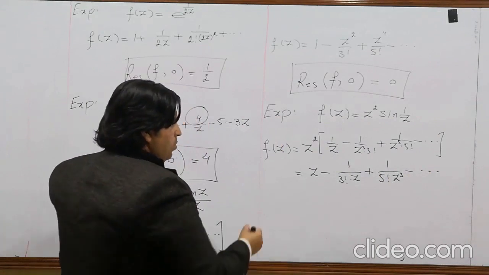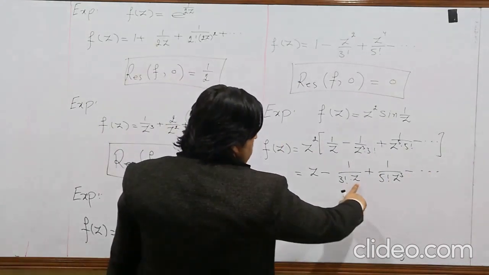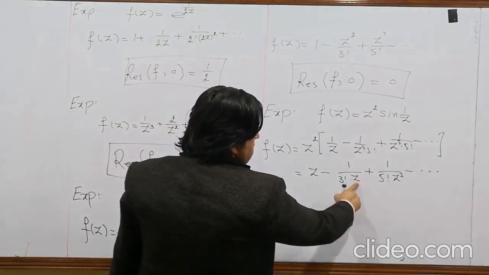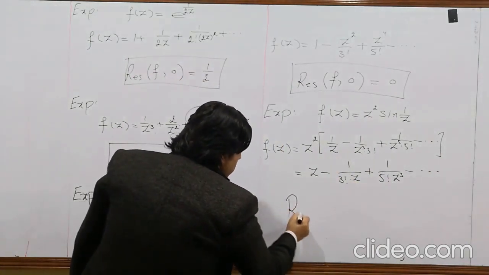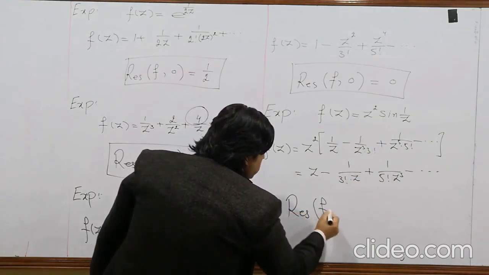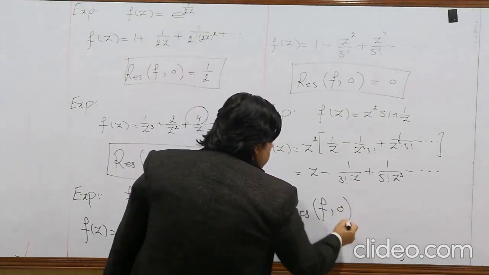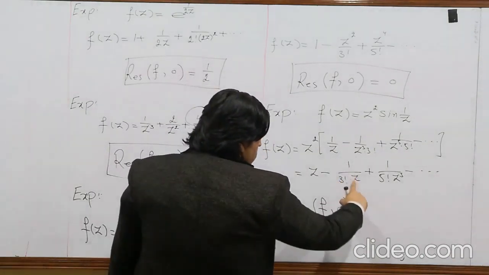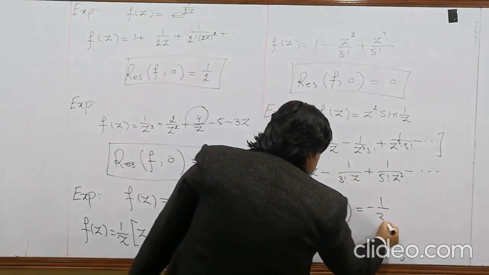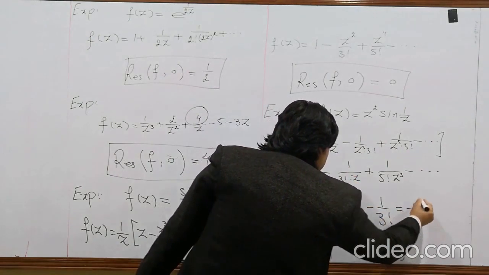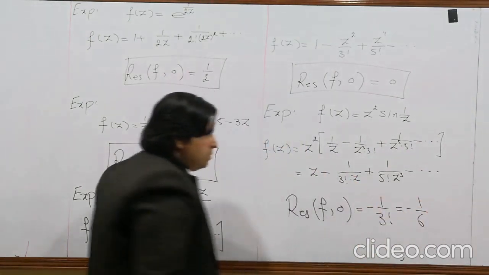So now you can see that this function has a singularity at z is equal to 0, and the residue of this function at the point 0 is the coefficient of 1 over z, which is minus 1 over 3 factorial, which is equal to minus 1 over 6.